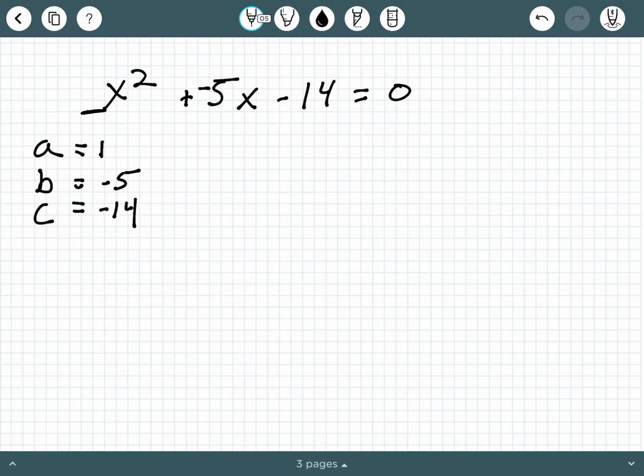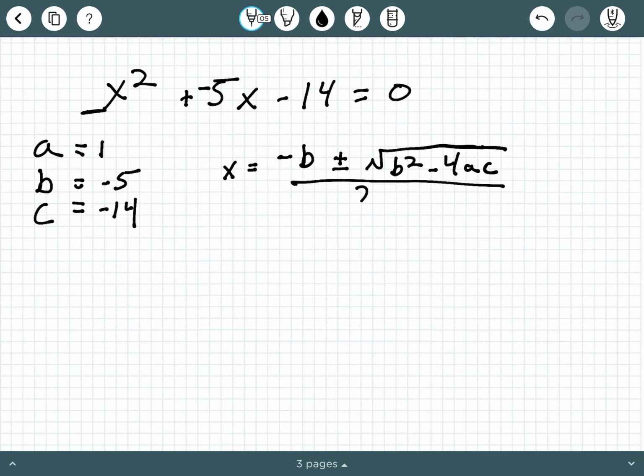So now that we have a, b, and c, we can plug those into our quadratic formula. Just a reminder what that is. So when we're solving, it says that x will be equal to the opposite of b plus or minus the square root of b squared minus 4 times a times c. And then all of that is over 2a. Since we've already identified a, b, and c, we need to carefully plug those values in and then make sure we carefully follow the order of operations.